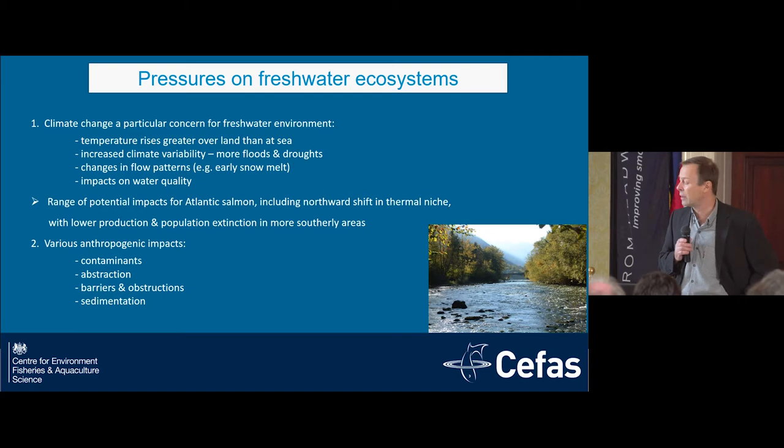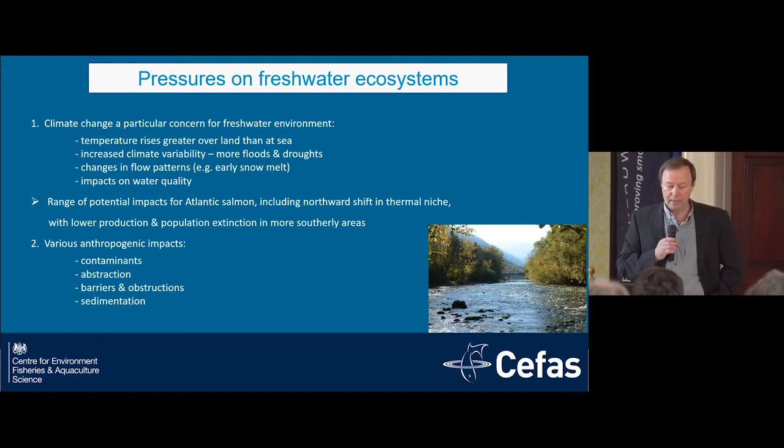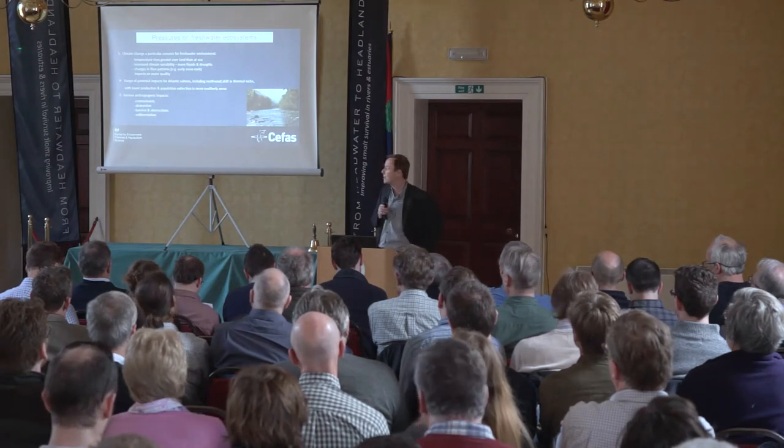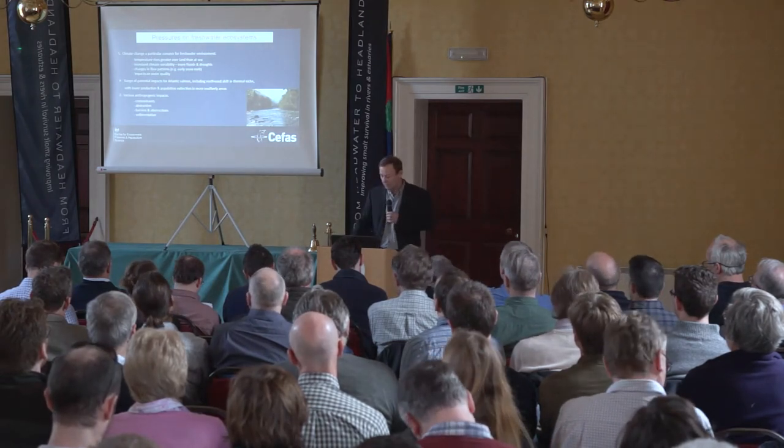So there's a range of potential impacts for the Atlantic salmon in terms of climate change, including the northward shift in their thermal niche, with lower production and population extinction considered to be a problem in the more southerly areas. Also within the freshwater environment, there are various anthropogenic impacts upon our salmon populations: contaminants, increasing abstraction for a number of reasons, barriers and obstructions to the migration of particularly the adult spawning salmon, and also the sedimentation of the spawning gravels, which is quite well documented.